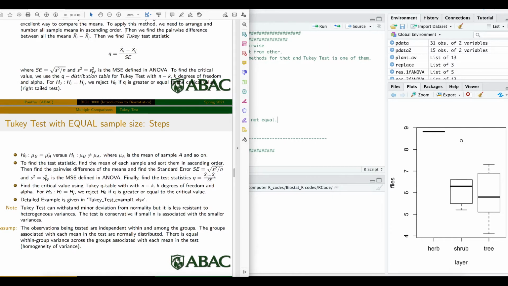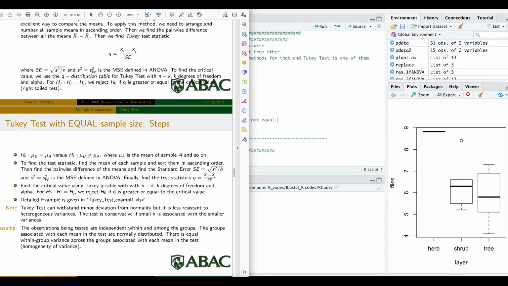H0 is mu b equals mu a. So you will be doing the pairwise comparison of all the possible pairs in the ANOVA. If you reject the null hypothesis, then you will be comparing all the possible pairs, and H1 is mu b not equal to mu a, where mu a is the mean of sample A and mu b is the mean of sample B. To find the test statistic, we find the mean of each sample and sort them in ascending order. Then find the pairwise difference of the means and find the standard error.